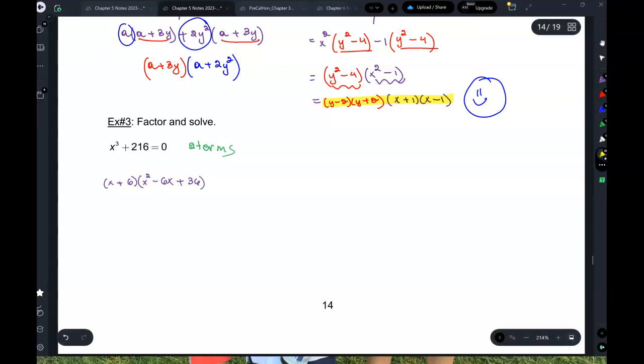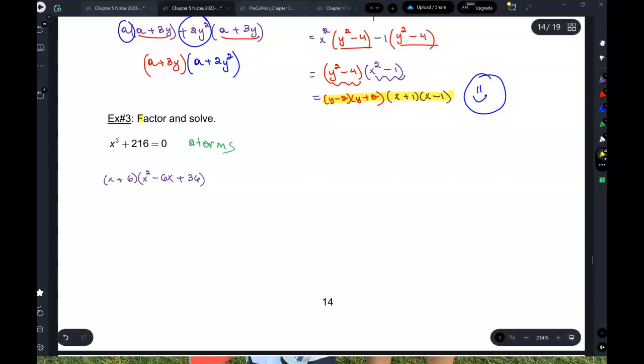But now, look at the instructions here, guys. It doesn't just say factor. It says factor and solve. And if you look at this, it's not just x cubed plus 216. There is an equal to 0 here. So I've got to set it equal to 0 there.